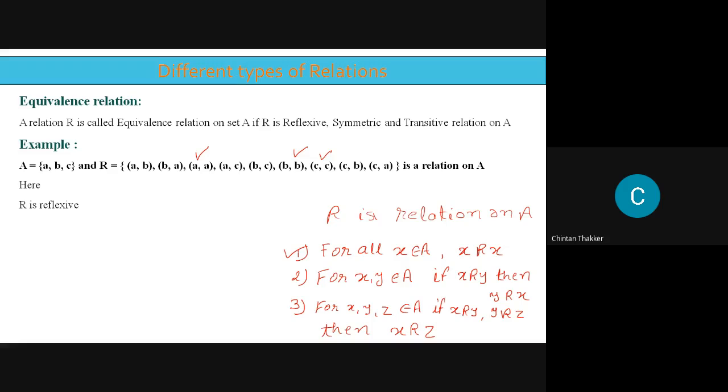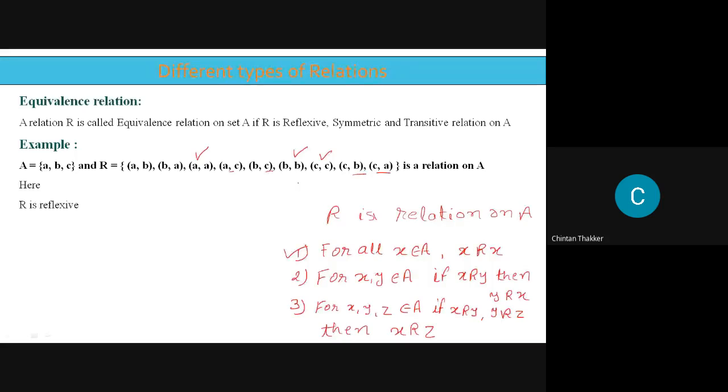Now we check the second condition. For (A, B), we have (B, A) in R. Then (A, A), the reverse (A, A) is in R. For (A, C), we have (C, A) in R. For (B, C), we have (C, B) also in R. For (B, B), the reverse is (B, B). For (C, C), the reverse is (C, C).